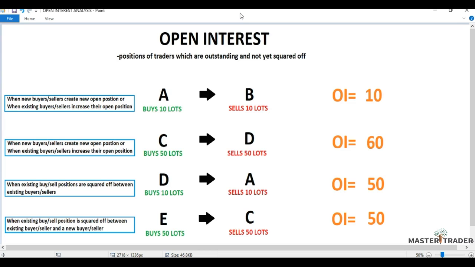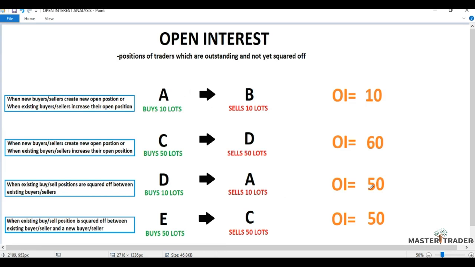Simply put, open interest is the positions of traders that are outstanding and not yet squared off. They're still open. So that was just a brief on open interest. Let's look at a few examples here.